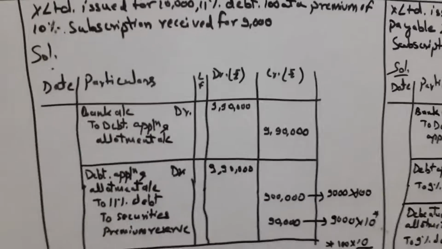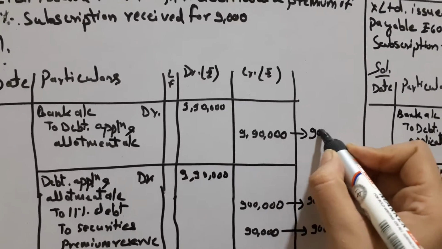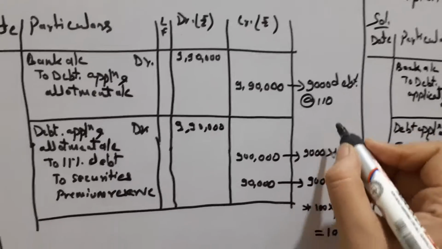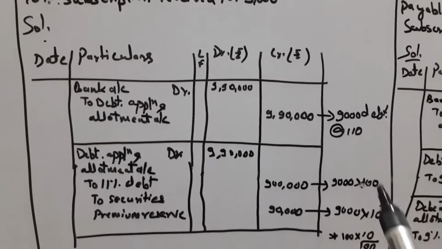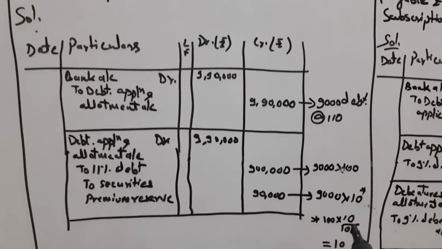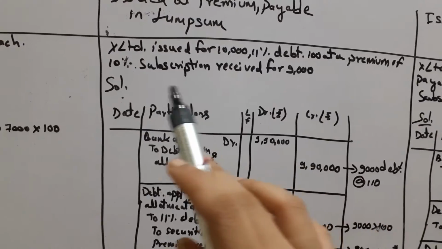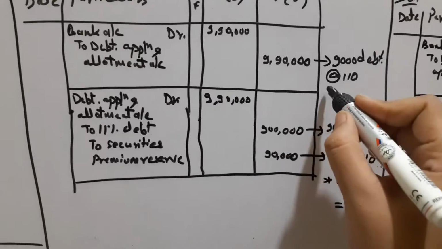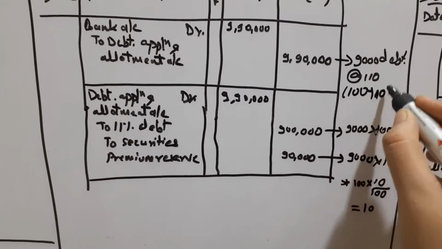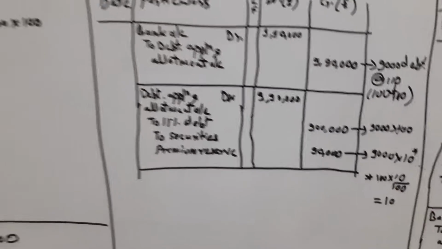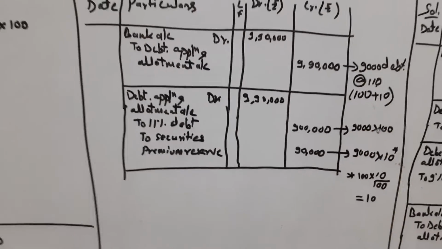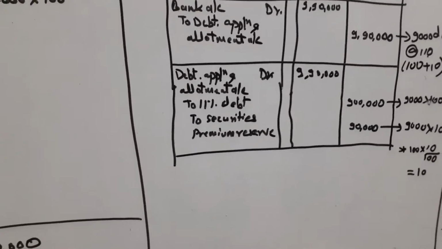So the receipt entry always goes for 9,000 debentures at the rate of 110. 110 means your 100 rupees, this 100 rupees is a face value, and 10% is your premium. So 10% of 100 is 10. So 100 plus 10 is 110. Okay, now the second entry will be the due entry.